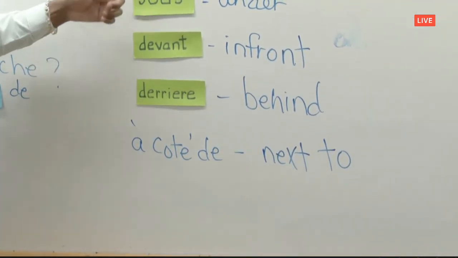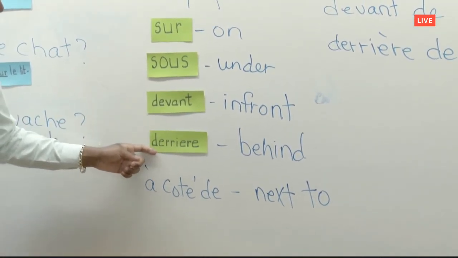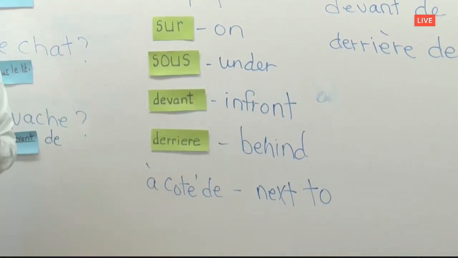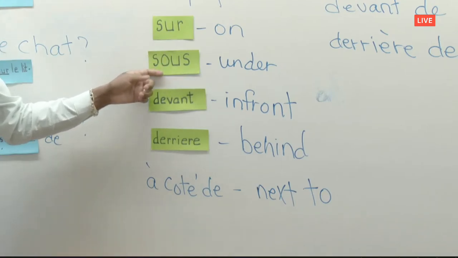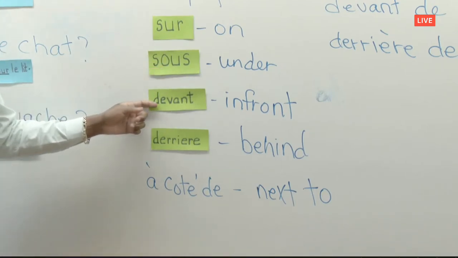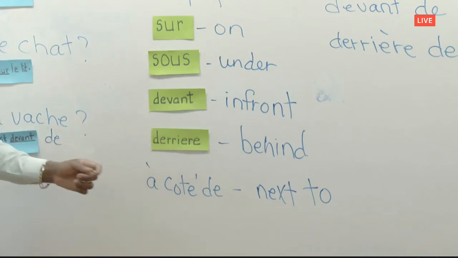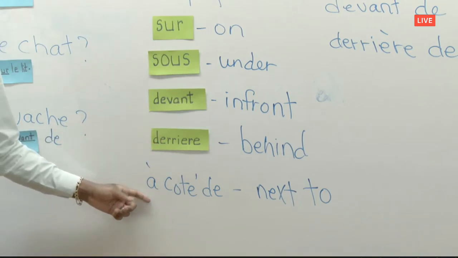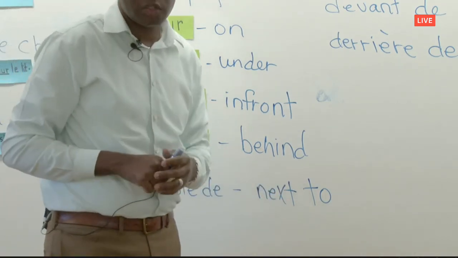So we have sur, sous, devant, derrière. Répétez après moi. Encore une fois, sur, sous, devant, derrière, à côté de. And we said, à côté de means next to.